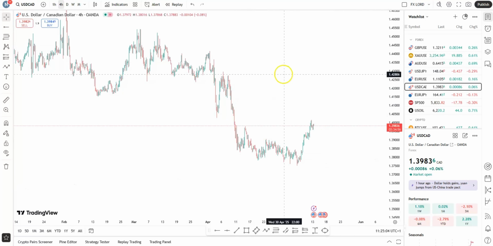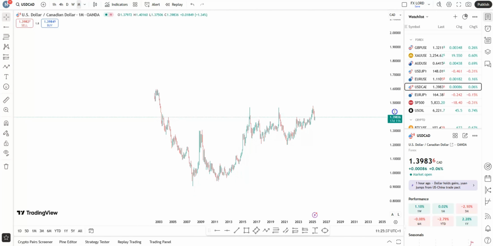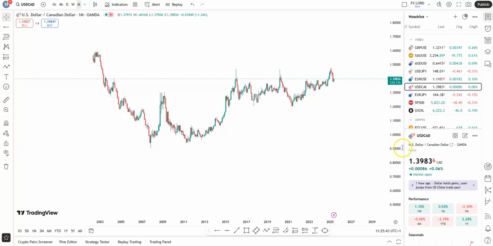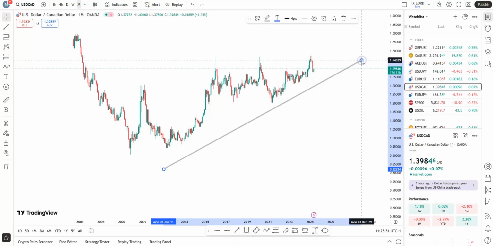So I'm just going to clear my charts, clear my drawings, and like we do, you go to the monthly time frame so we know where the market is coming from. From what we can see on the chart, we can tell that the market is on a bullish trend. Why? Because the market is creating higher highs and higher lows, higher highs and higher lows.